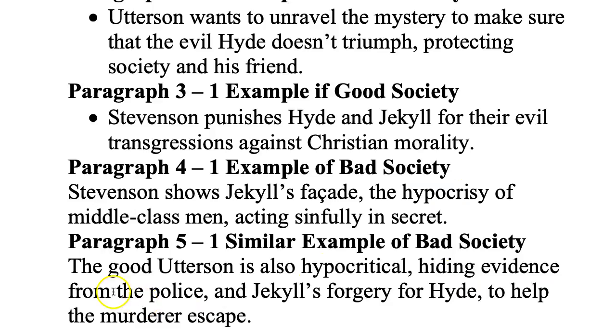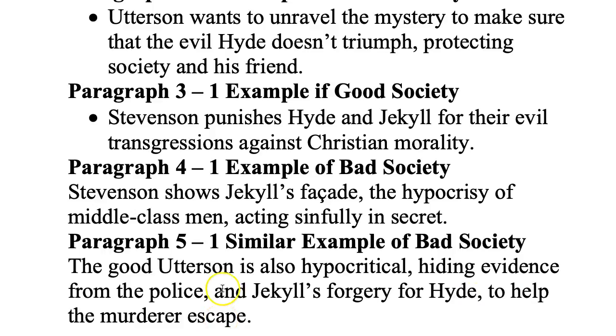So he hides evidence from the police, for example the cane that was used as the murder weapon, which is linked directly to Jekyll, and Jekyll's forgery of a letter which pretends to be from Hyde but actually helps the murderer escape.